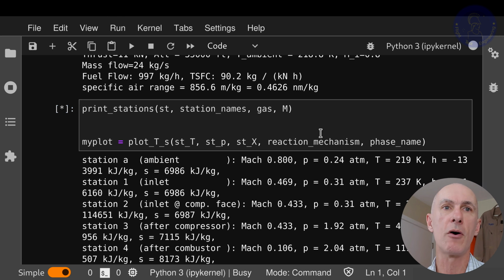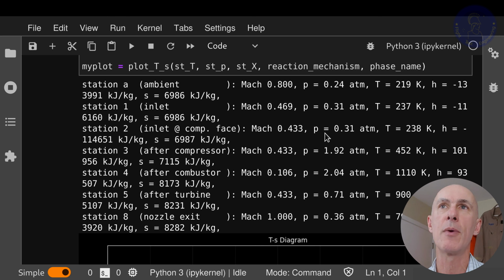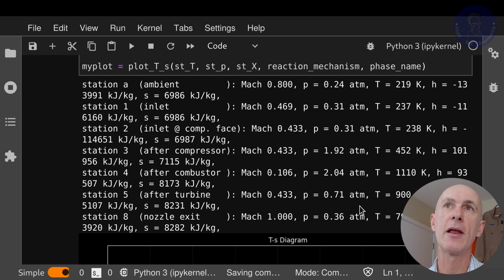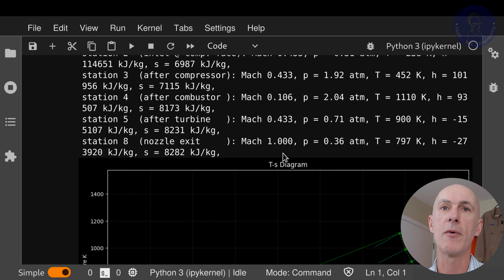Finally, let's print out all the results here from the stations and make our graph. We can see that the temperature drops, so does the pressure, as expected. But the gas velocity is what is interesting here. It is operating at choked state, Mach 1, right there.